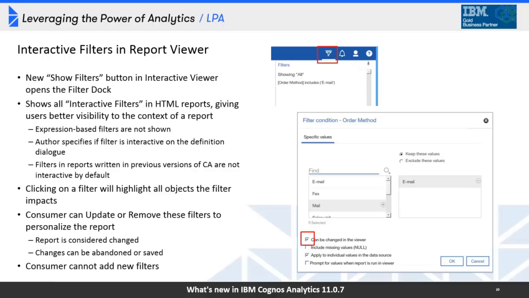They can also change them from there so that they can impact the results of the report without having to actually edit the report using the full-on report editing interface. They can't add new filters in this area. They can just see and potentially modify the interactive filters that already exist. If you click on a filter, it shows you the objects on the page that are impacted by it. So I'll give you a demo of this.